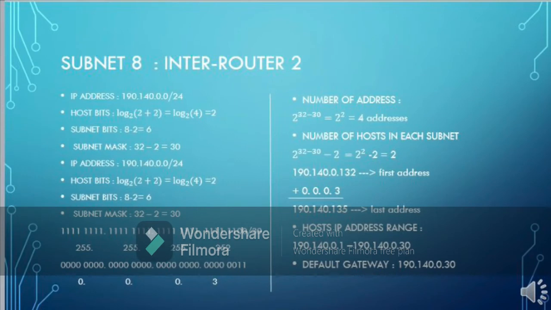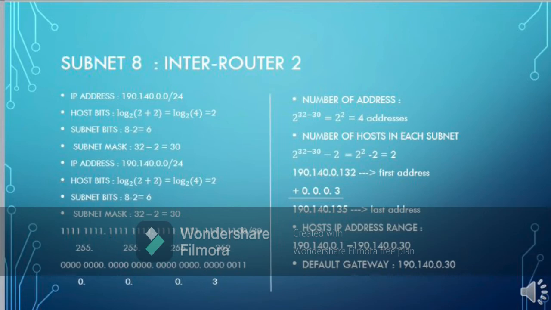For the last subnet, we have subnet 8 for interrouter 2. And then we get the host bits: log 2 of 2 plus 2 equals log 2 of 4, equals 2. So 2 is the number of hosts for subnet 8. Then we can get the subnet bits, which is 8 minus 2 equals 6. Next, we can get the subnet mask, which is 32 minus 2 equals 30.